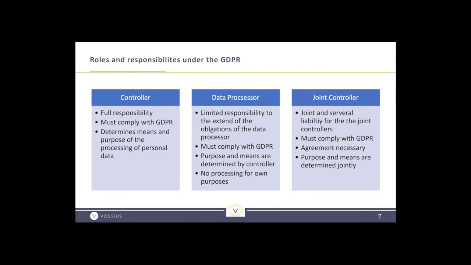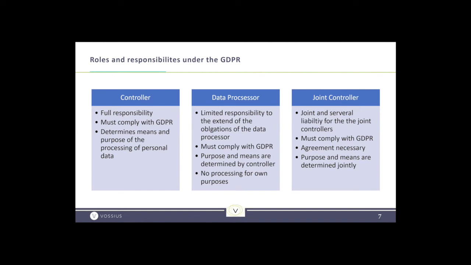In the very beginning, when I said let's have a look at the applicability, I talked about data processor and controller. So we do have different roles and responsibilities under the GDPR. The controller is the one that is fully responsible and must comply with the GDPR. This is the one who determines means and purpose of the processing of the personal data. The data processor, on the other hand, has only limited responsibility to the extent of the obligations of the data processor. But insofar, he also has to comply with the GDPR. Purpose and means are determined by the controller, and he just has to follow the instructions of the controller. That also means there is no processing for own purposes.